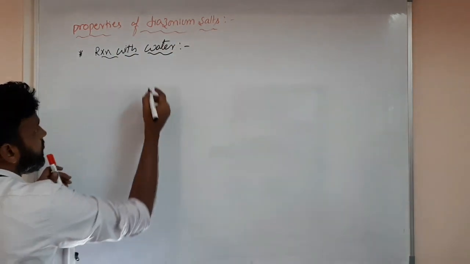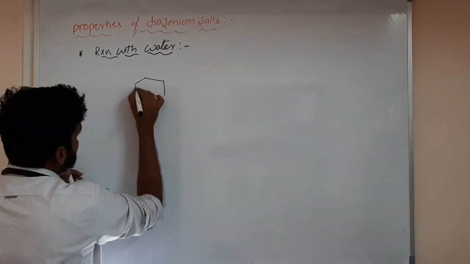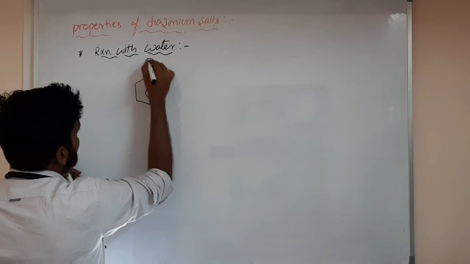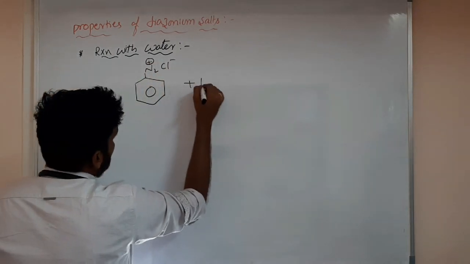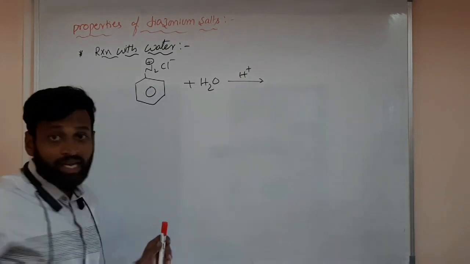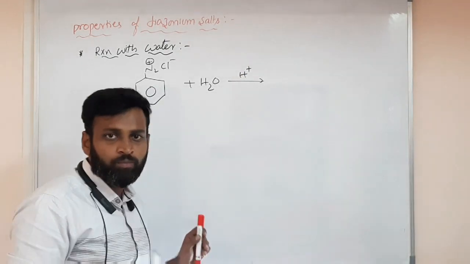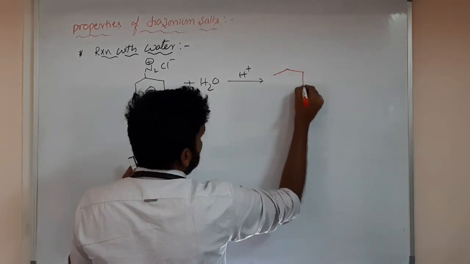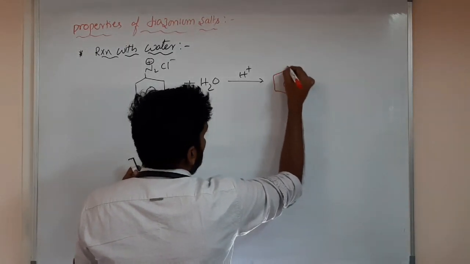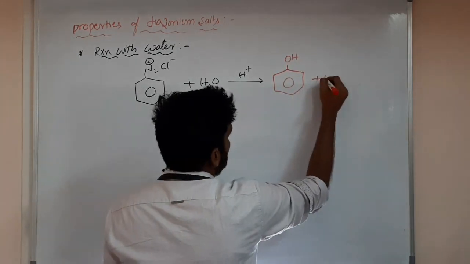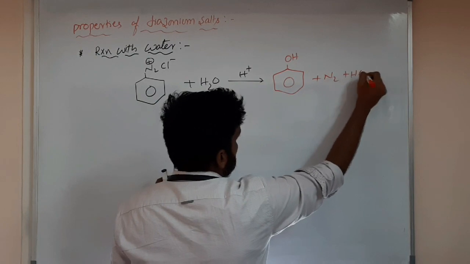Reaction with what, sir? Water. Then what happens? C6H5N2+ Cl- and water in presence of H+, then phenol is the product. So now here the product is C6H5OH, phenol, and N2 plus HCl.